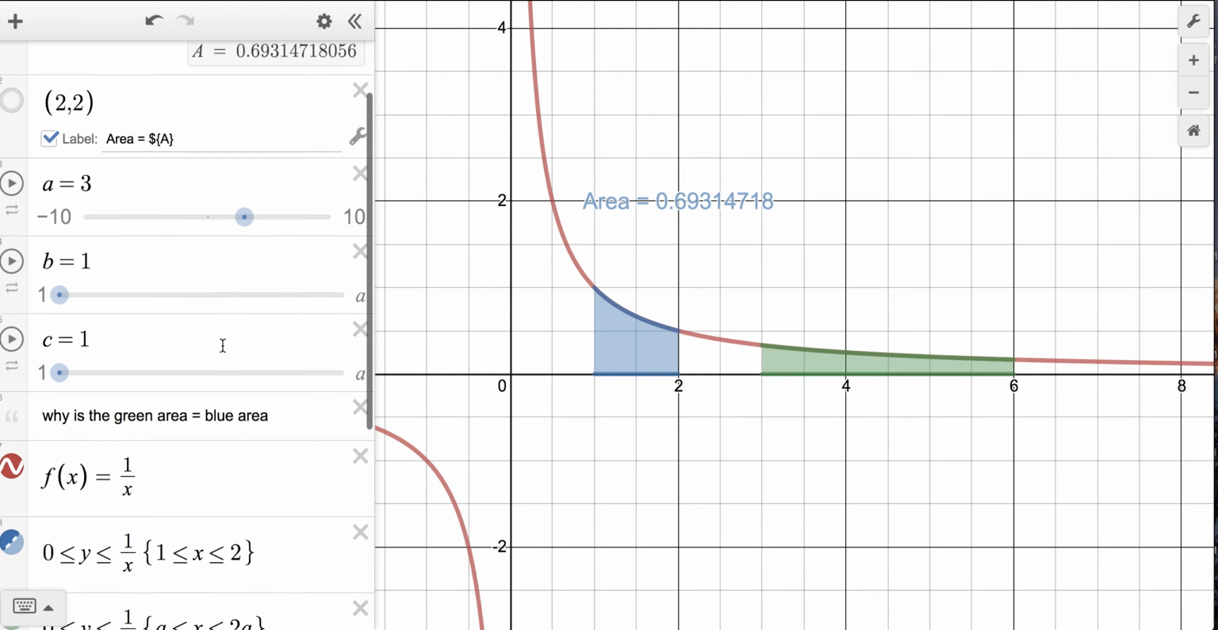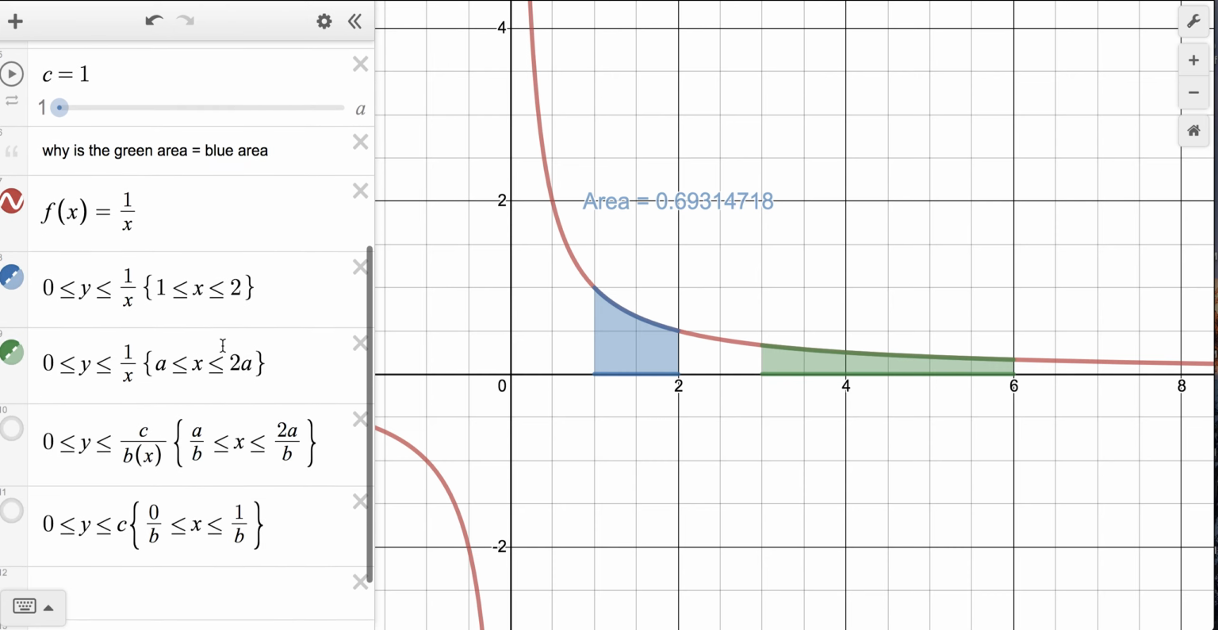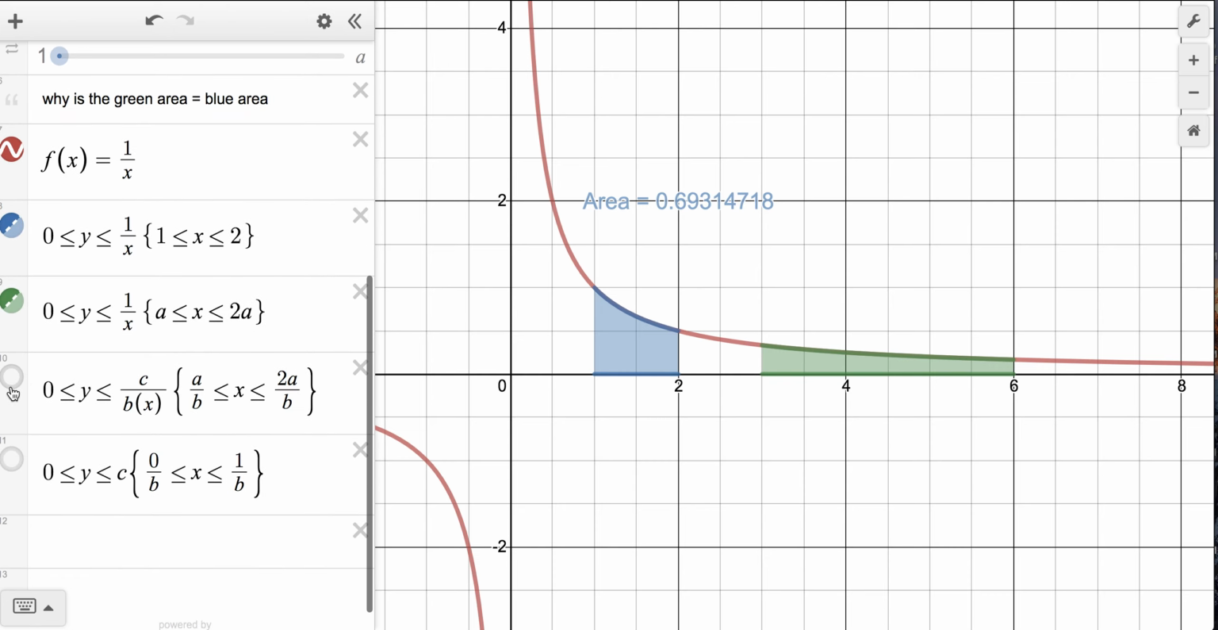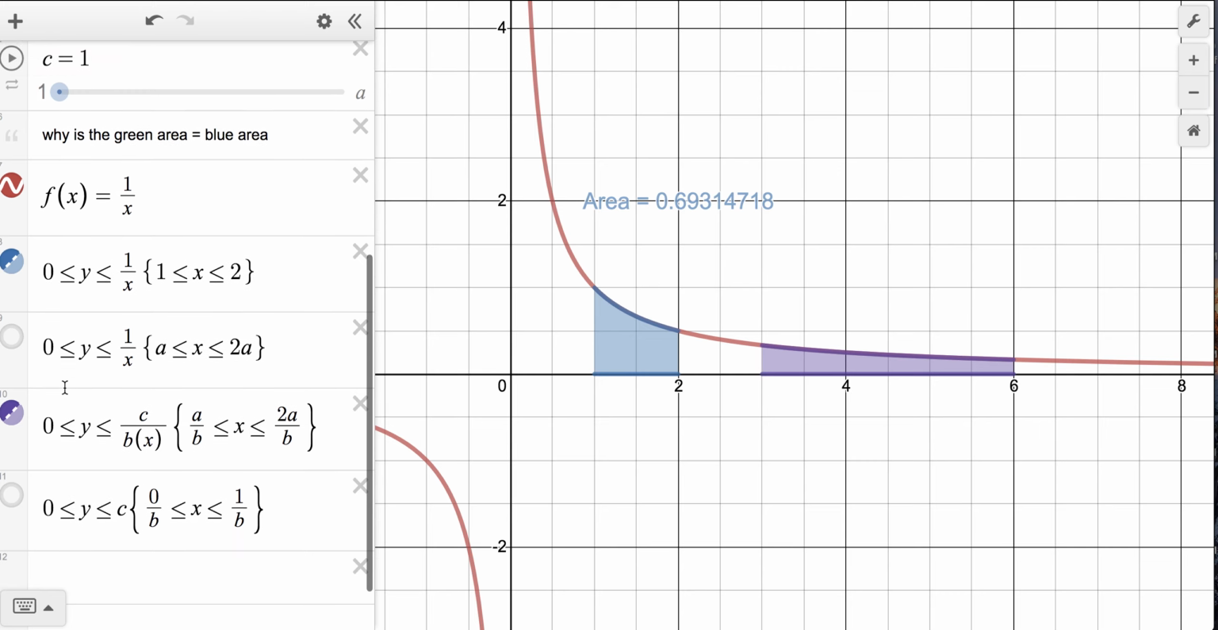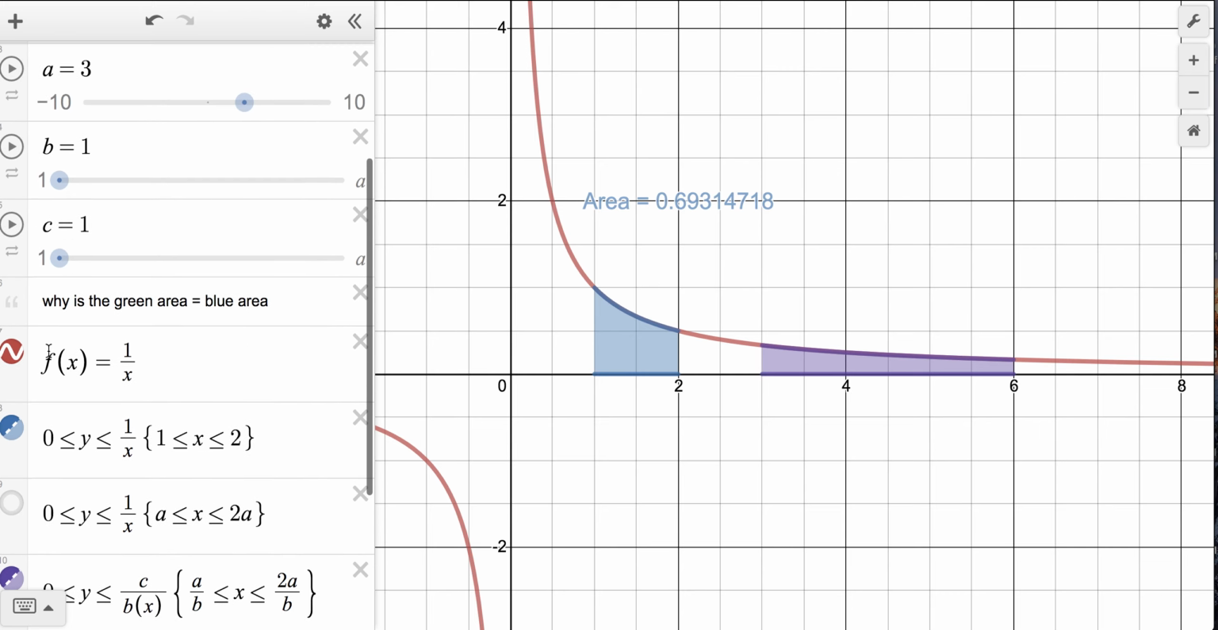Well, let's leave it there. What I'm going to do is an animation. I'm going to turn off this area and shade it in. Let's have it be purple. First I'm going to shrink everything. I'm going to divide all the coordinates by 3.